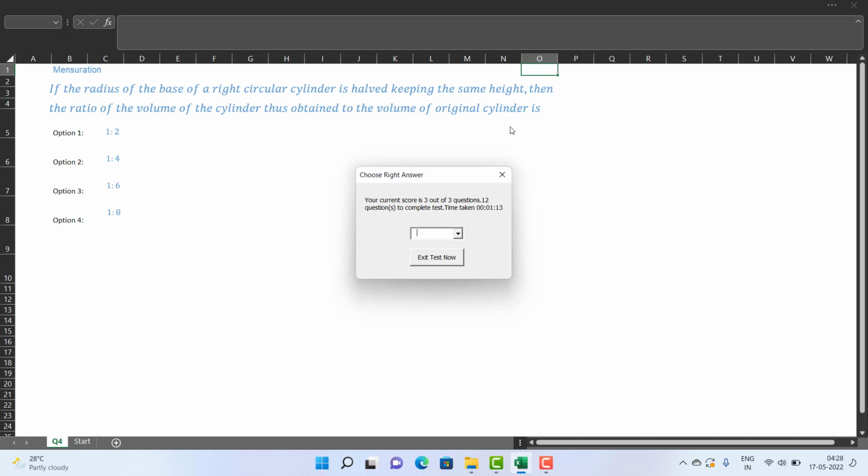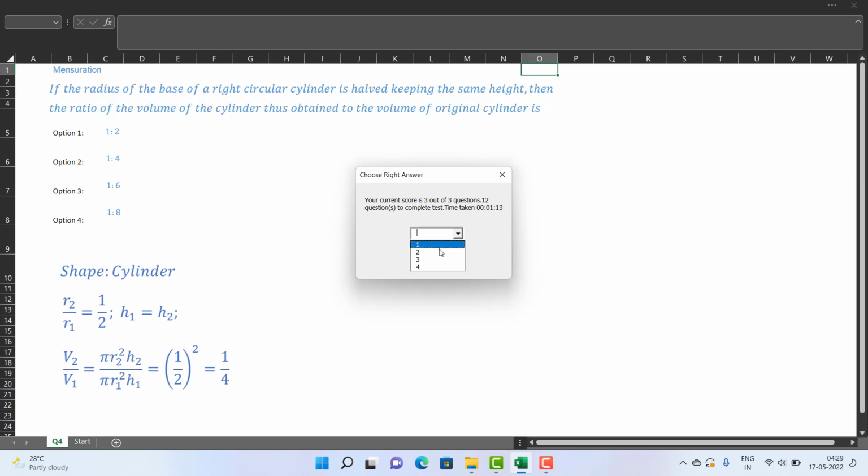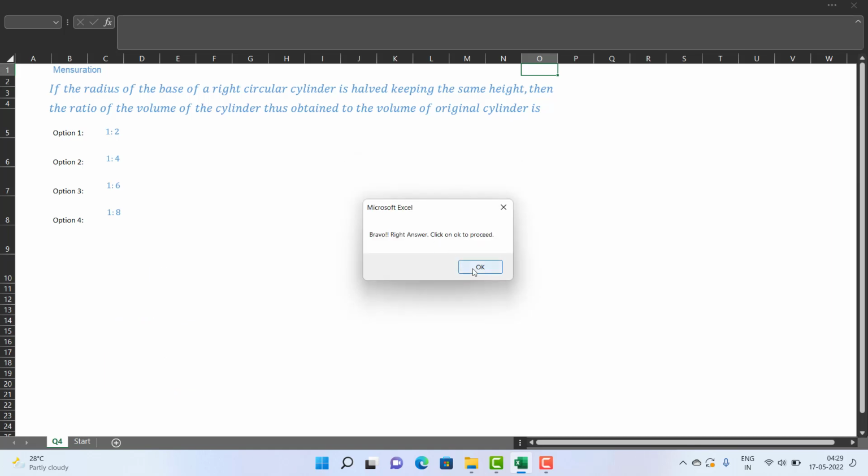Therefore ratio of the volumes v1 by v2 is equal to pi r1 squared h1 divided by pi r2 squared h2. Substitute for r1 by r2 equal to 1 by 2 and h1 by h2 is equal to 1. It becomes 1 by 2 whole squared, that is 1 by 4. 1 is to 4 is the answer. Option 2 is the correct answer.